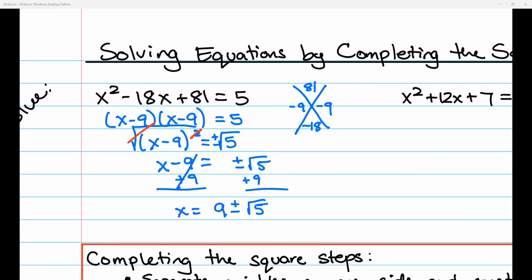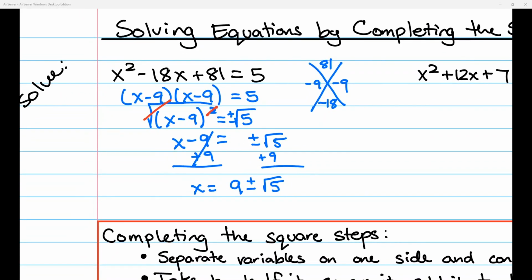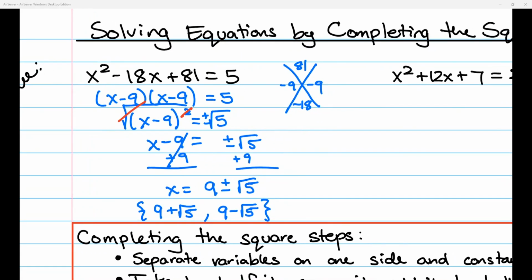So I have two answers. The first answer goes through the top, it's 9 plus the square root of 5. And the other answer goes to the bottom, that's 9 minus the square root of 5. On Formative, when you do this, you're going to write 9 plus the square root of 5 as your first answer, and then 9 minus the square root of 5 as your second answer. It's two different ones, which is great, and all of that works. All right, so let's take a look at the next one.